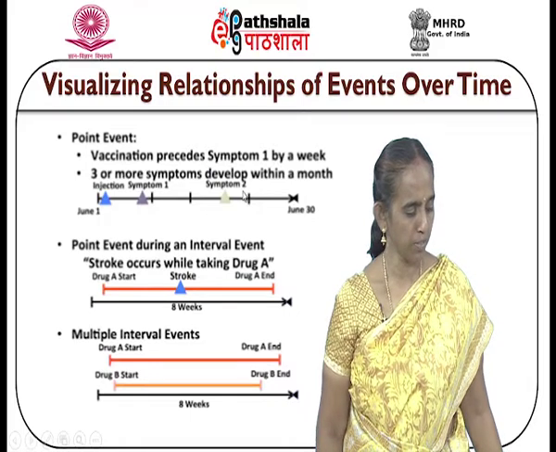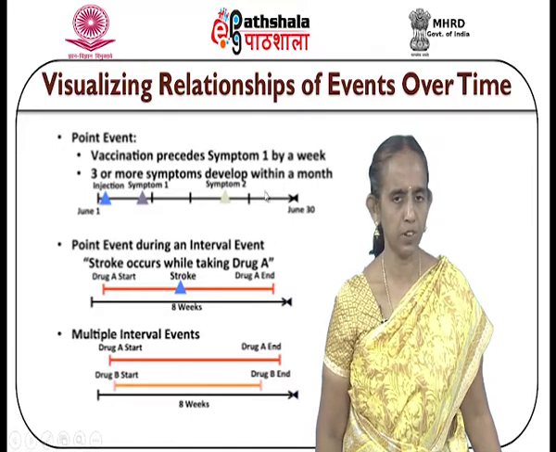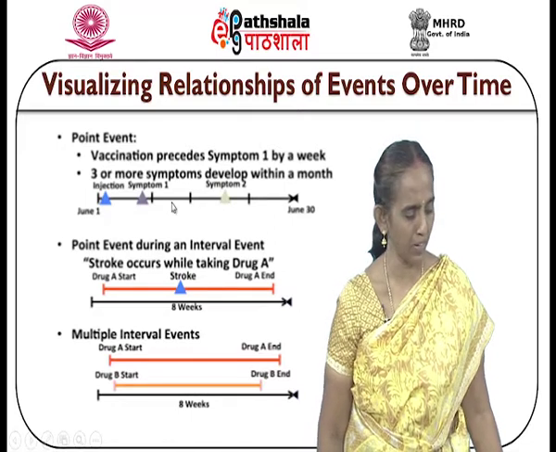So we have 2 different symptoms, and 3 or more symptoms try to develop within 1 week. That is an inference that we get from this timeline event.